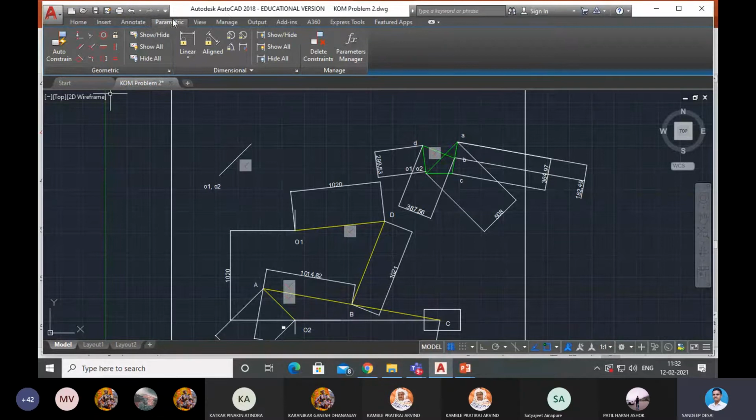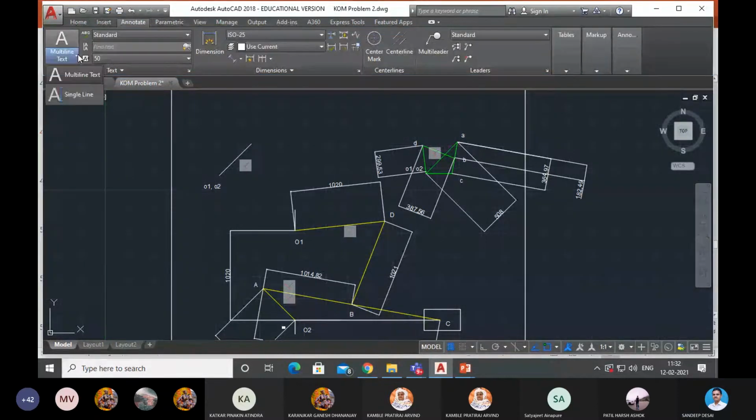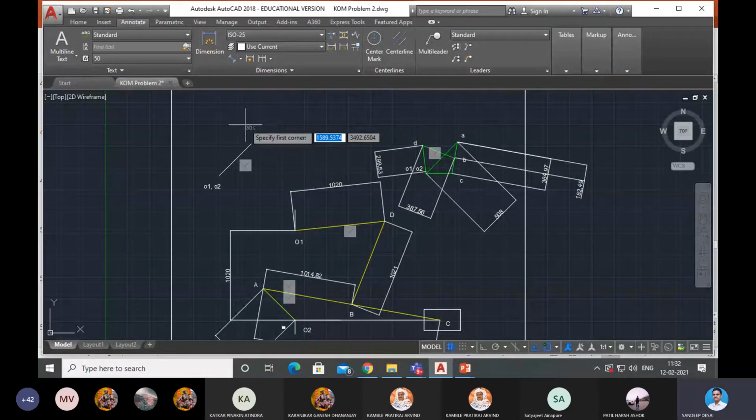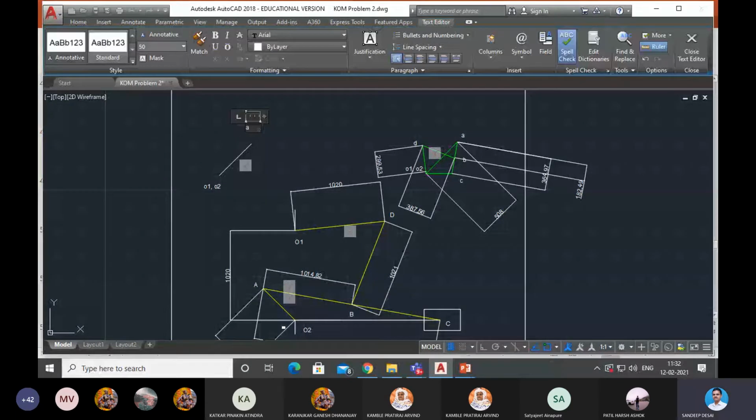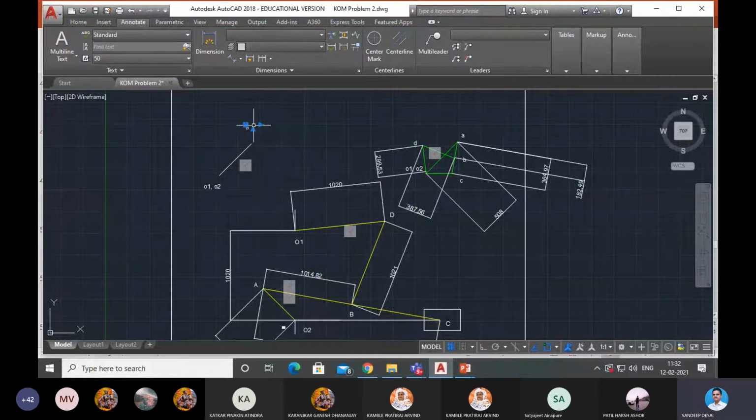Let me name it also. This is A. This point is A. Now what I should do next is AC. This link is AC and this vector is C. So they are intersecting at one point. Point C on link AC and vector C, they are intersecting with each other.